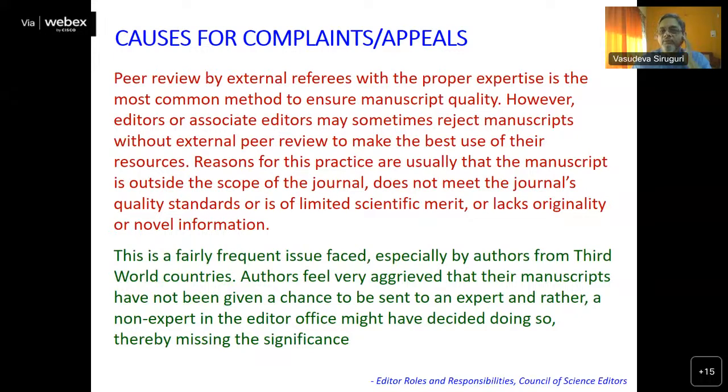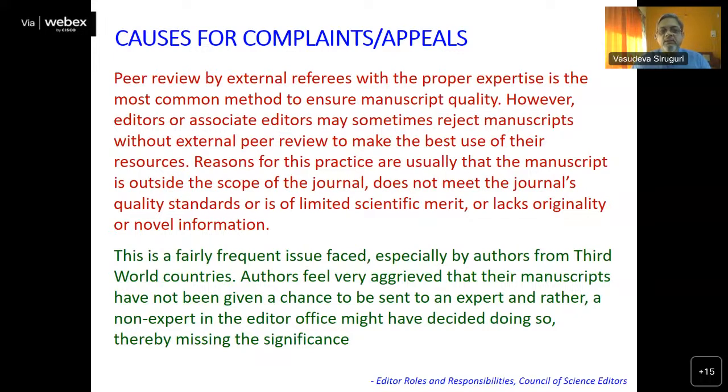See, before even that happens, editors can actually reject the manuscript without any peer review to make best use of their resources. They may feel that the manuscript is not fit for their journal, or is outside the scope of their journal, or doesn't meet the quality standards, or has limited scientific merit, or lacks originality, novelty, etc., and send it back the next day to the author. Very often we find that, especially from our country, when you send manuscripts to the top journals, they usually come back the next day saying that this is not fit for that journal, whatever.